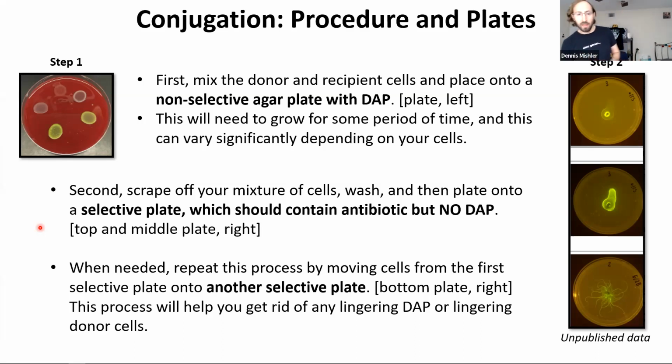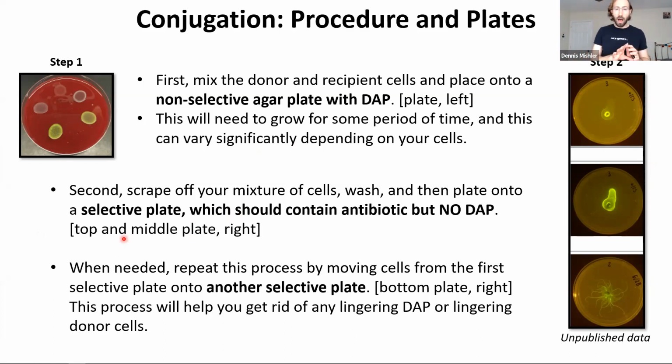The top plate is basically day 1, or the very beginning of that process, and then this bottom plate is a day or 2 later, once the cells have been growing on that new plate. Because there's no DAP, the donor cells shouldn't be growing, and they should hopefully be dying off a little bit. And because there is antibiotic, only the recipient cells that have the plasmid should grow.